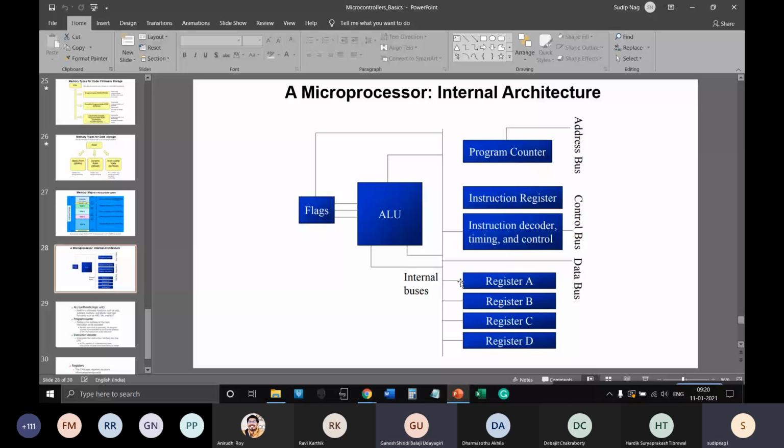Sir, where is the memory initially stored before it reaches the register? Please repeat the question. Where is the memory initially stored before it reaches the register?